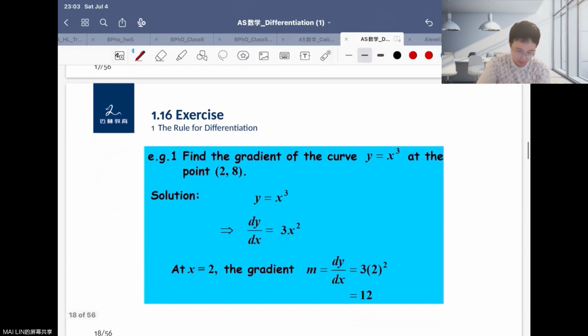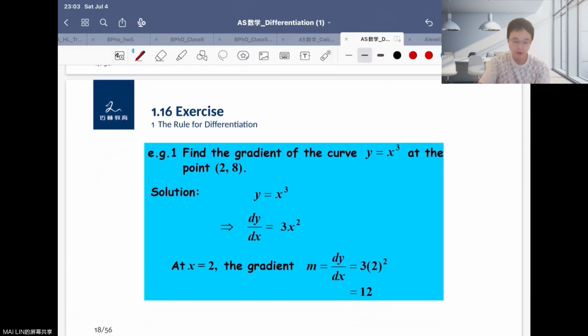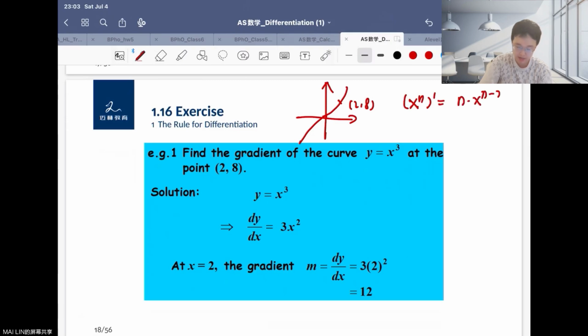For example, here the problem is to find the gradient of the curve y equals x cubed at the point (2, 8). First, we can try to draw y equals x cubed. Here is y equals x cubed, and here is the point (2, 8). The gradient of a function like x to the power of n can be considered as n times x to the power of n minus 1.